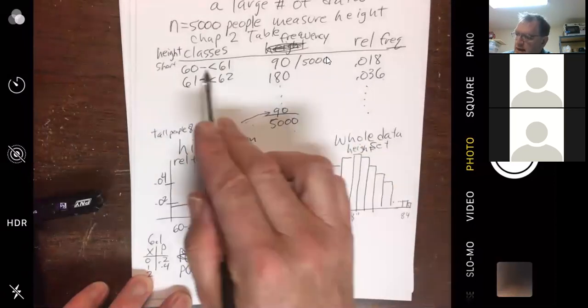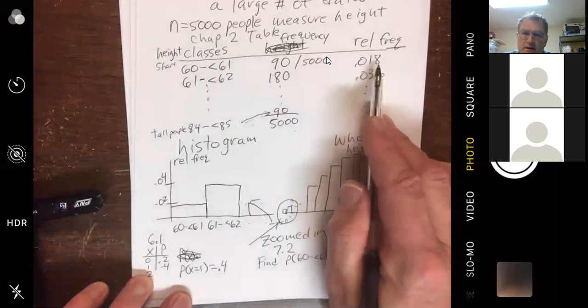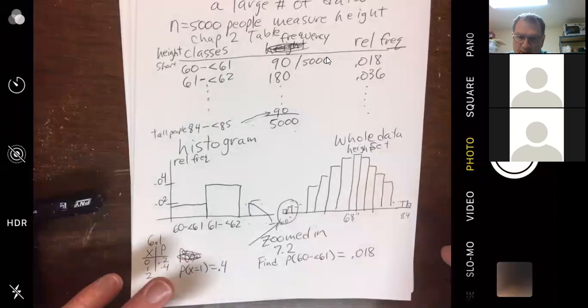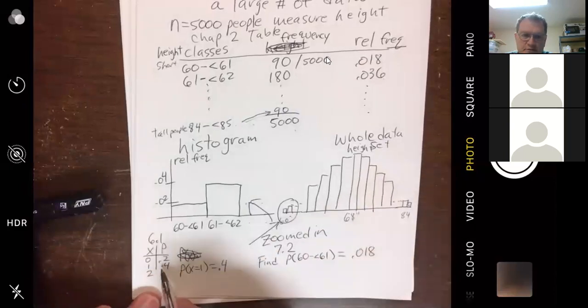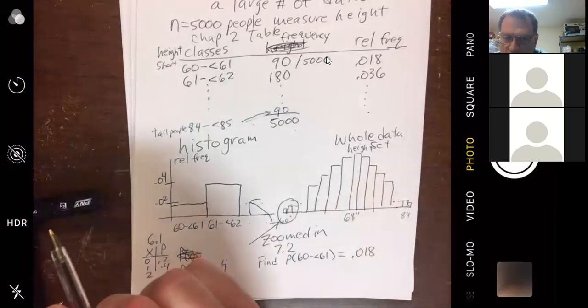Can you tell, you would then be 0.018? 0.018? Okay, so that's the parallel question from 6.1. All right, but the rub is there's something else going on.